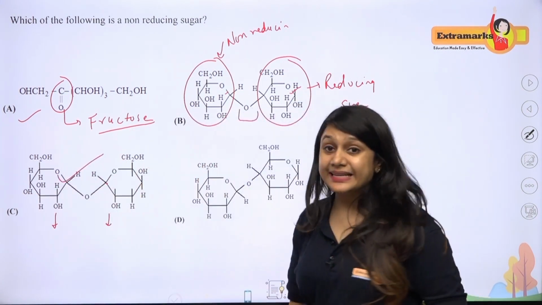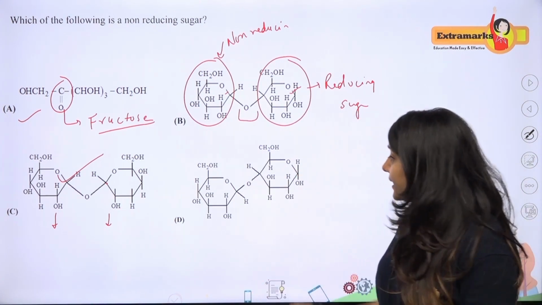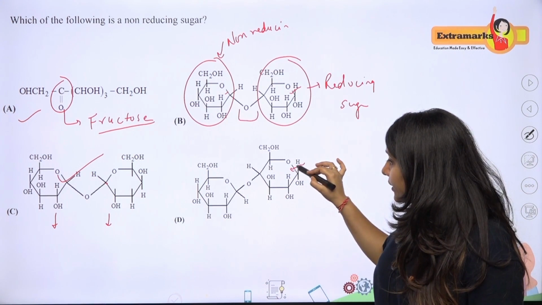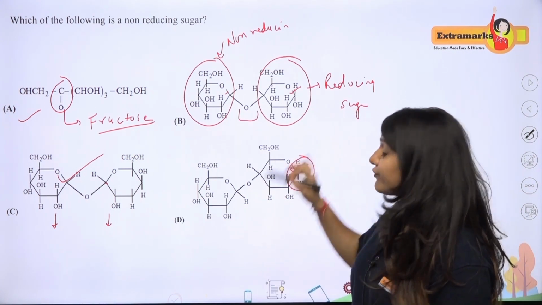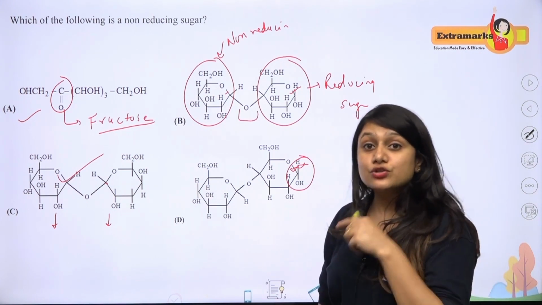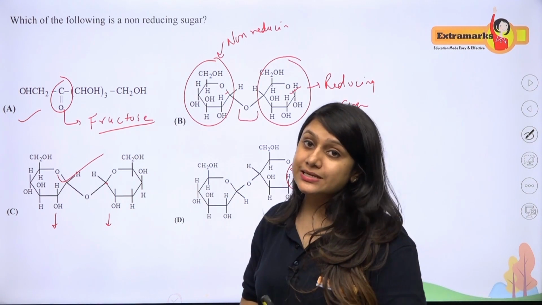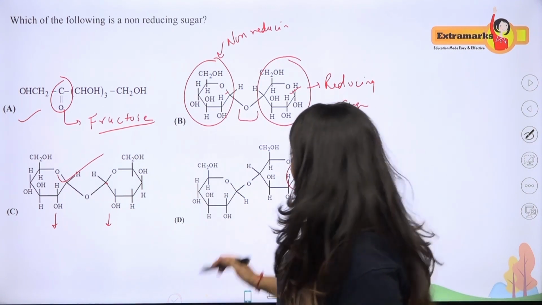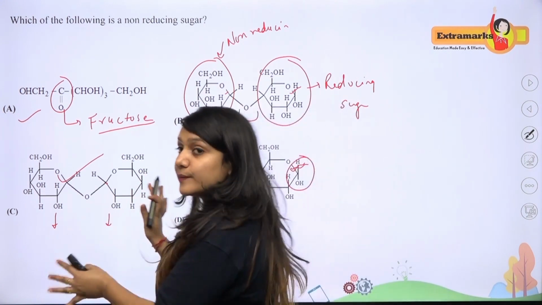Now coming to the D part, let's concentrate on the D part also. As you can see, this site is free, okay? Whenever the ring opening occurs, there will be an aldehydic form on this side. So yes, this part will be reducing. So the complete molecule is considered as a reducing sugar. So yes, this is also reducing, so it is an incorrect answer, the correct answer will be only C.